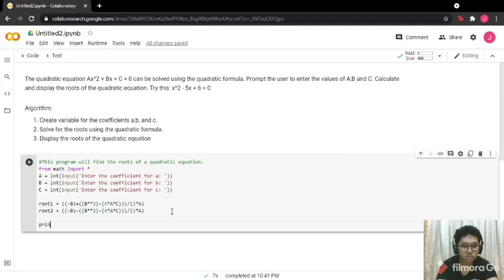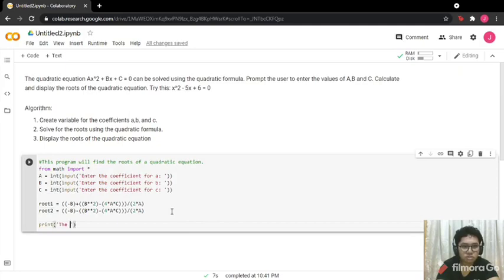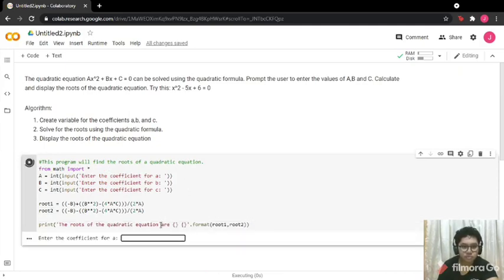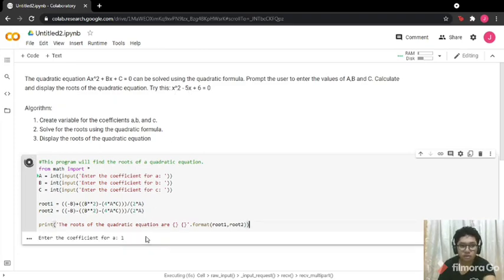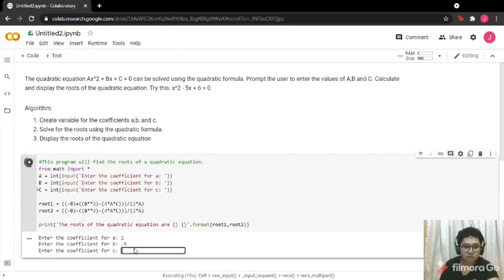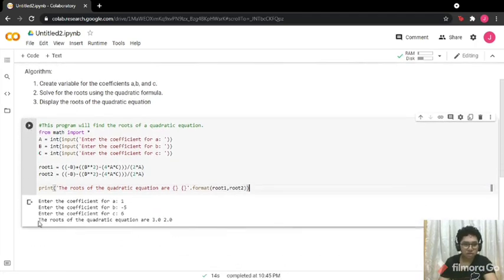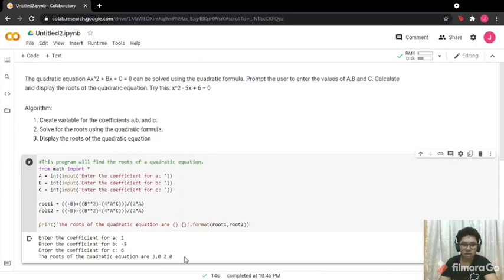Then I will display the root by using the print function. Then run the program. Coefficients are 1 for a, negative 5 for b, and 6 for c. And we have the roots of the quadratic equation are 3 and 2.